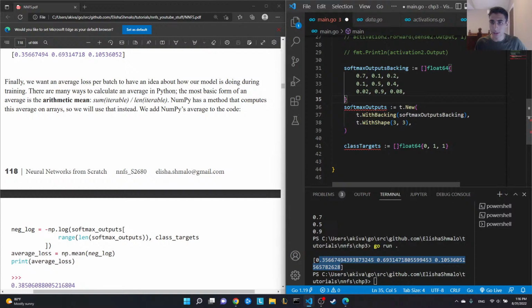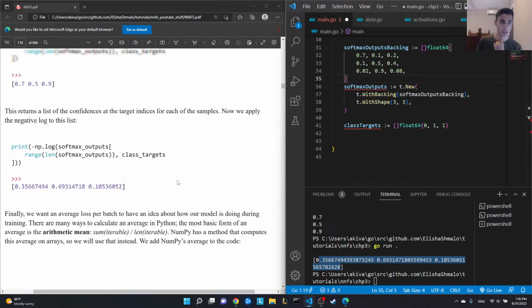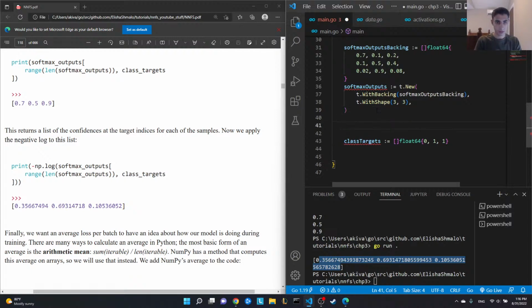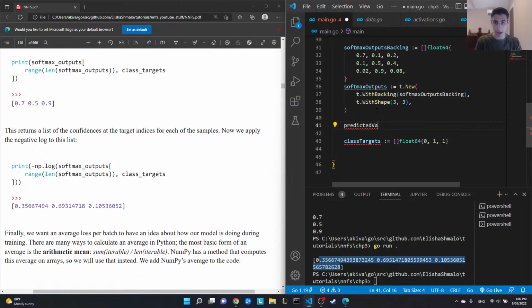Okay. So now that we have the softmax outputs as a tensor, we should figure out how to calculate the loss from it. So let's say here, I don't know, should we call it y hat? Should we call it predicted? Let's say predicted vals. Predicted vals colon equals a list of float64.